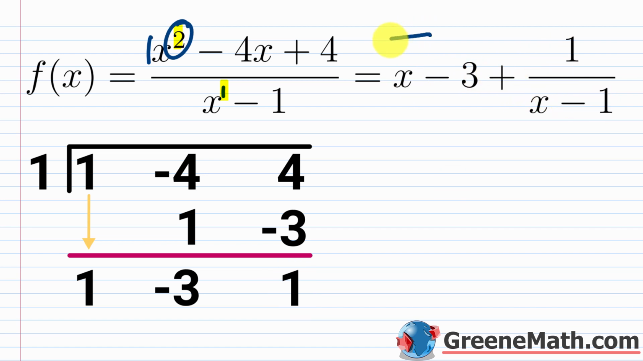So remember from earlier, this is the part you're going to focus on. Because as x goes to positive infinity or negative infinity, this part right here is going to go to 0. So what's happening is you're getting closer and closer to that line, which is y equals x minus 3.